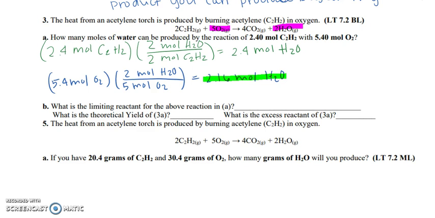So, what is the limiting reactant for the above reaction? The limiting reactant is the reactant that produces the lowest amount of product, which in our case is 5.4 moles of O2. Specifically, your limiting reactant is going to be O2. What's your theoretical yield? That's how much you can actually produce. So here's where that 2.16 moles comes in. And then what's the excess reactant? The reactant that there is some left of at the end. The excess reactant is C2H2 because it produces more product.